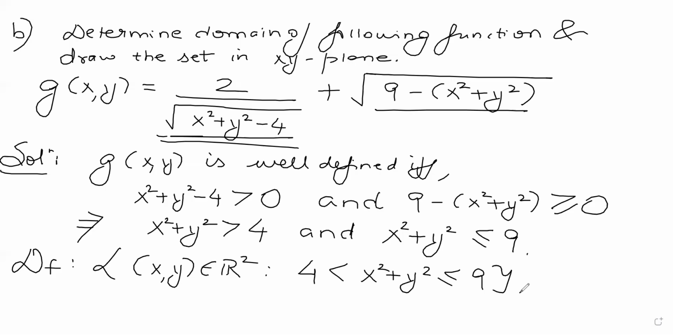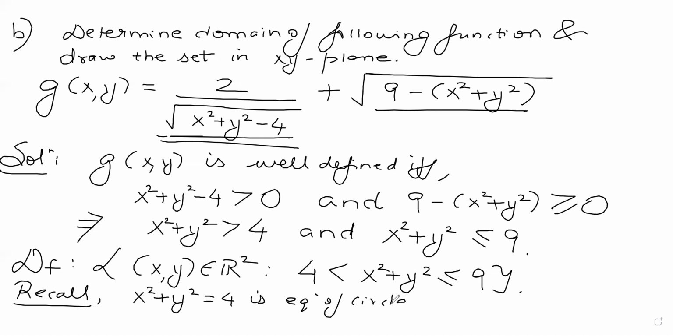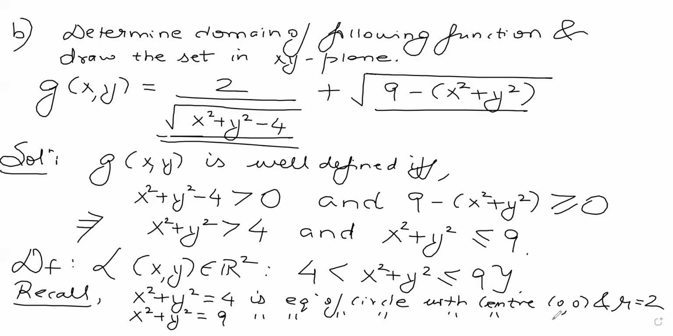Now guys, if I plot the diagram, do you observe something? Recall, x square plus y square equal to 4 is the equation of the circle with center at (0, 0) and radius equal to 2. And x square plus y square equal to 9 is the equation of the circle with center at (0, 0) and radius equal to 3.